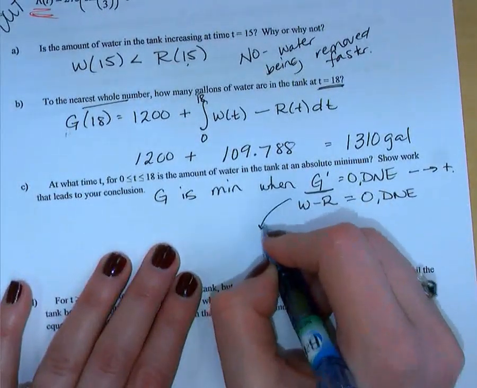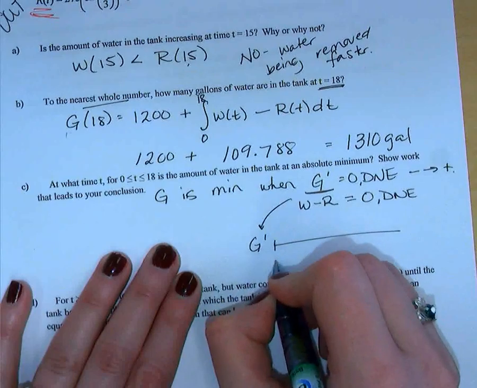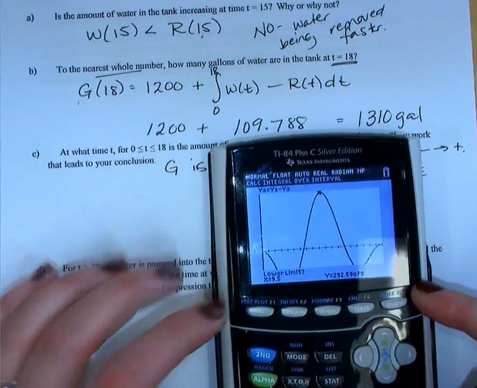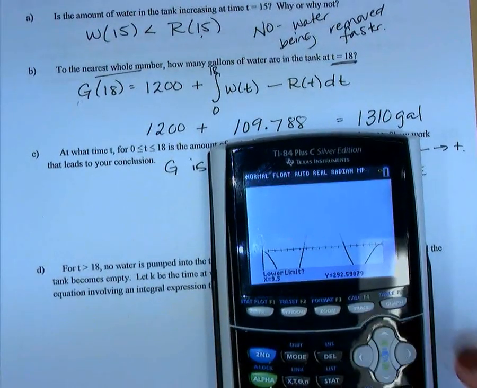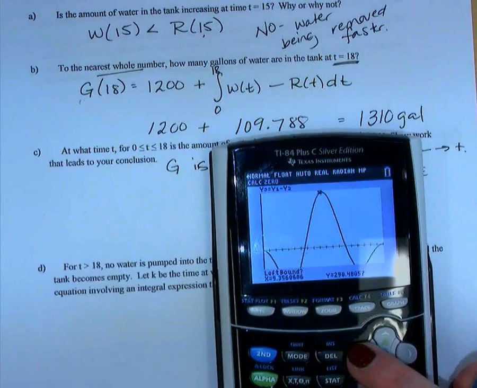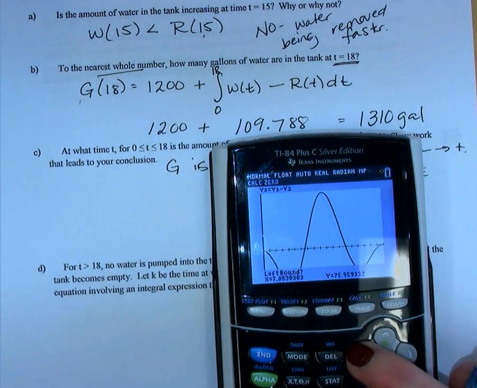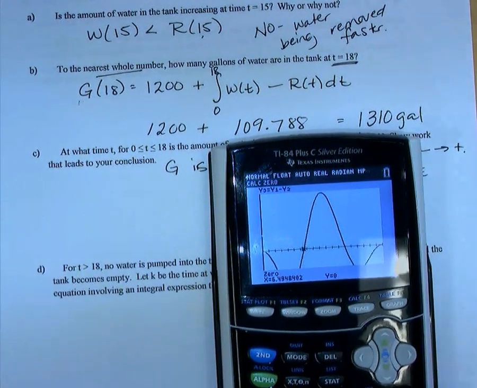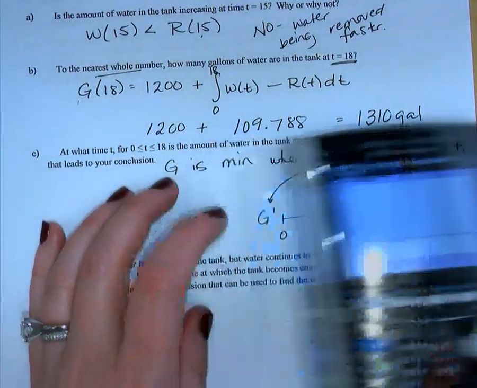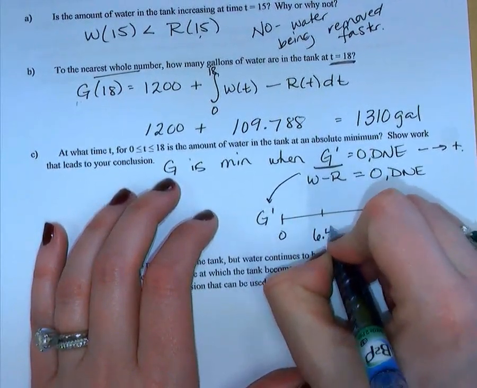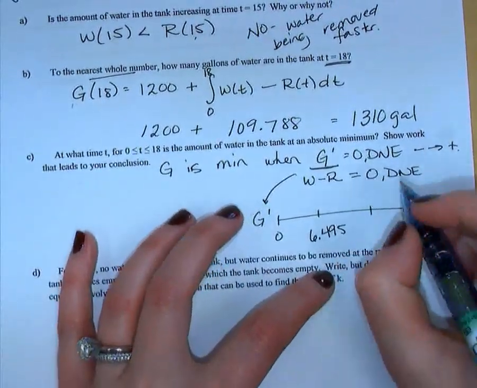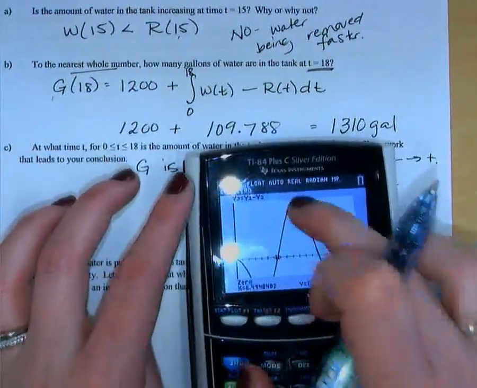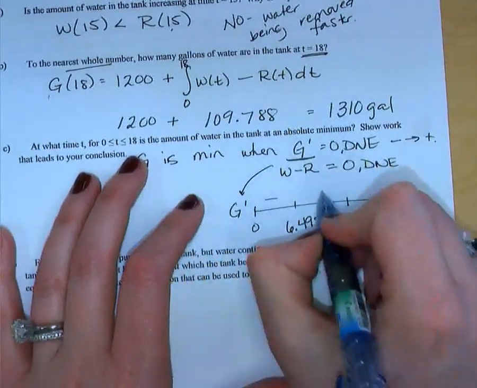So I want to do a G prime number line from 0 to 18. So I need to find, this is my Y1 minus Y2. So if I want to find my zeros, second trace, option 2, left bound, right bound. My first x-intercept is 6.495, and I'm going to do that again on the second one, and I've got 12.975. Now my graph is below, above, below, therefore my signs negative, positive, negative.